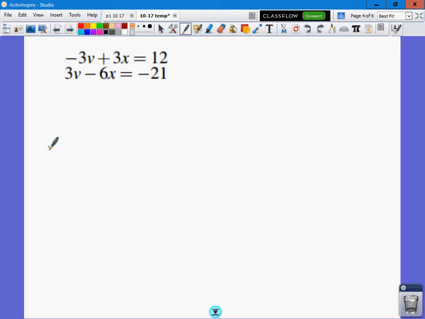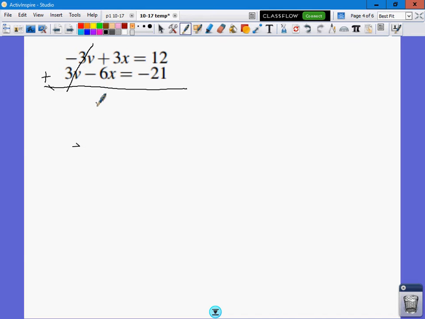The elimination method, the goal is to always find a way to make a pair of the variables so that they're opposite of each other so you can add them together. If they were actually the same, you have to subtract them. But the problem with subtraction is people forget that you're subtracting each individual part. So I recommend that you get them so that they're opposite of each other. If I add these together, what's going to happen to my v's? They're going to cancel out. They're going to be eliminated, hence the name, elimination.